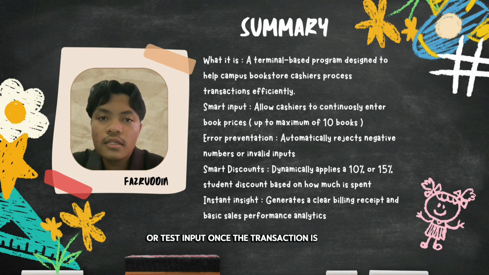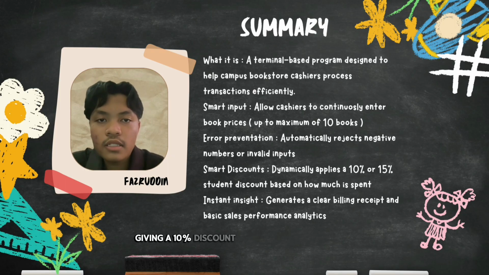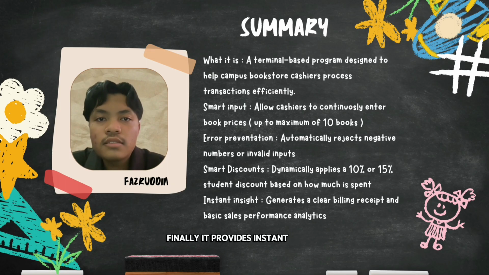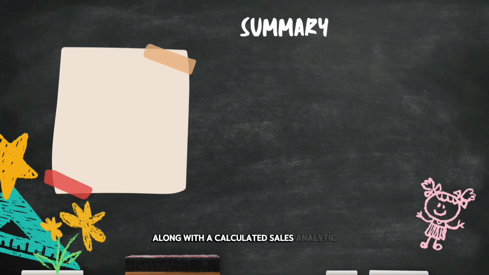Once the transaction is done, the system applies smart discount, giving a 10% discount if the total hits 80 ringgit or a 15% discount if it hits 150 ringgit. Finally, it provides instant insight, displaying a clean receipt along with a calculated sales analytic.